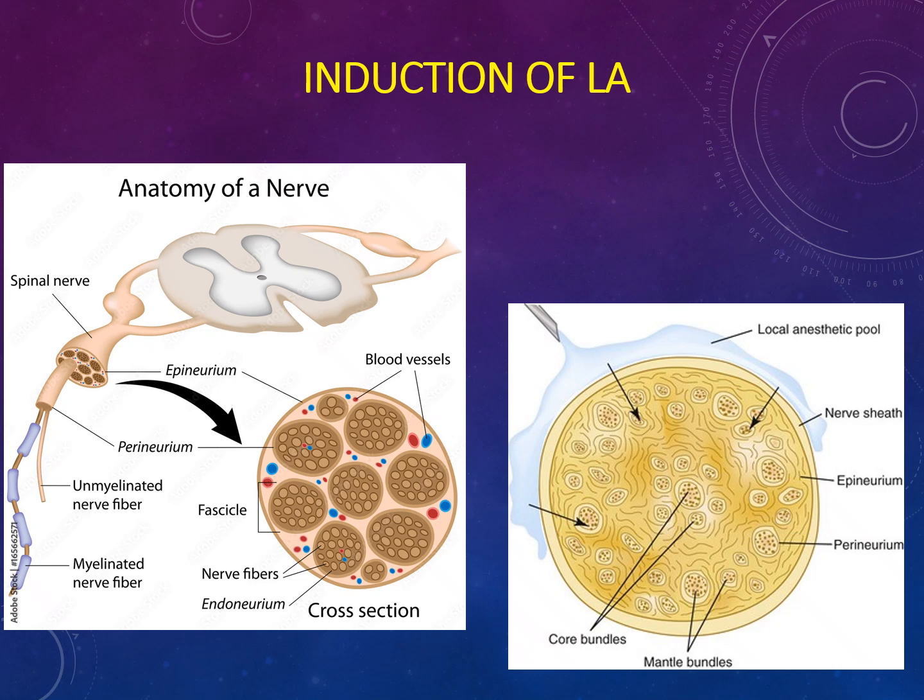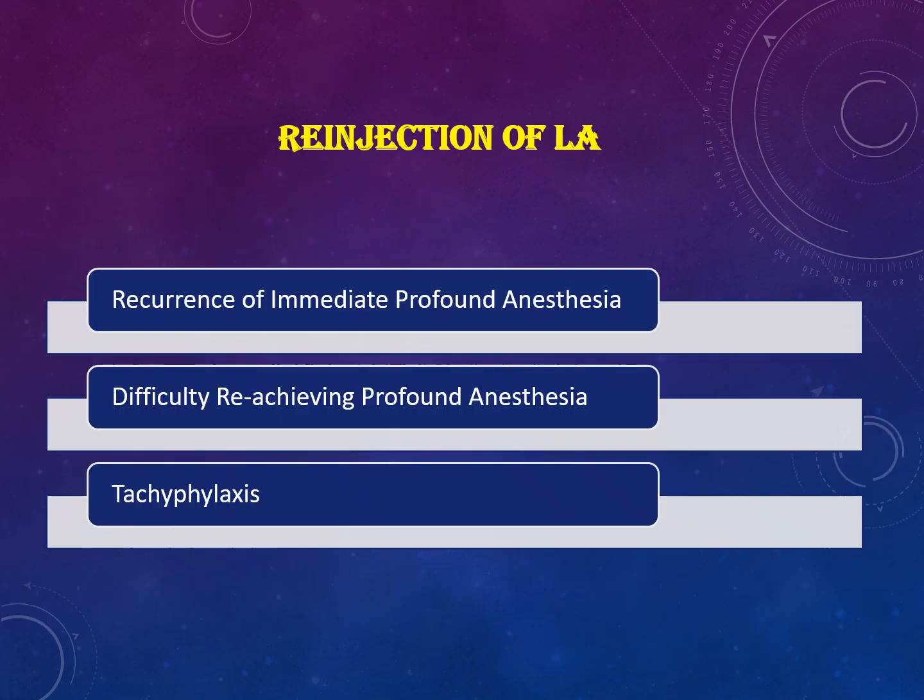Induction of LA. When a local anesthetic is injected, as we have already explained, the local anesthetic is diffused into the nerve membrane. So only when the core fibers or the core bundles are wetted by the local anesthetic does anesthesia of the nerve occur. If only the mantle fibers or the peripheral fibers are wetted, the anesthesia will not be achieved.